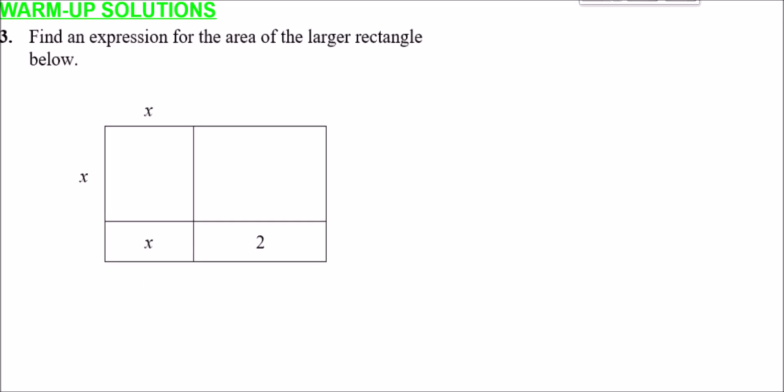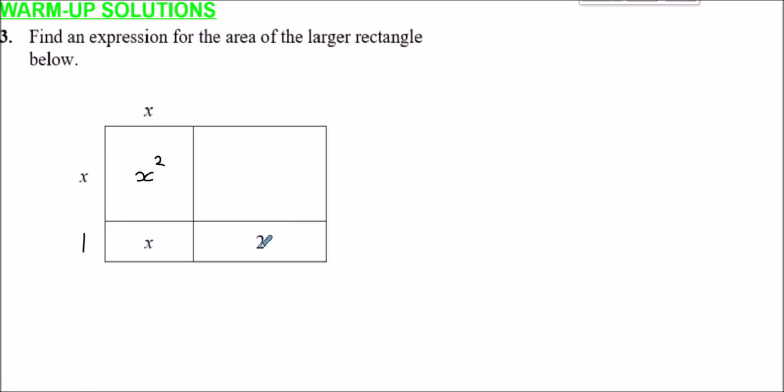Question 3, again a similar idea to question 1 and 2. Find an expression for the area of the larger rectangle below. So this box here is going to be x multiplied by x, which is x squared. Now this bottom one here has an area of x, so x multiplied by something gives us x. That has to be x multiplied by 1. X multiplied by anything else wouldn't give us x.